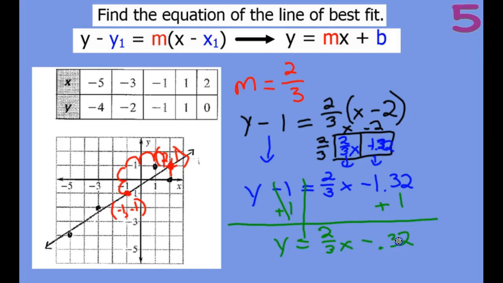And this would be an equation of the line of best fit. y equals 2/3 x minus 0.32. That is about what it would be.